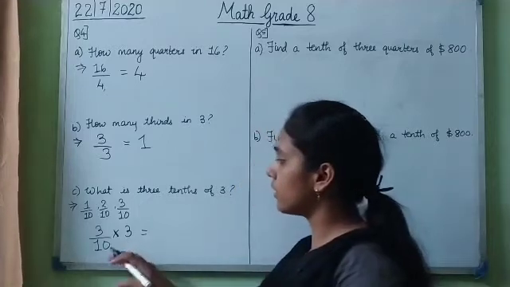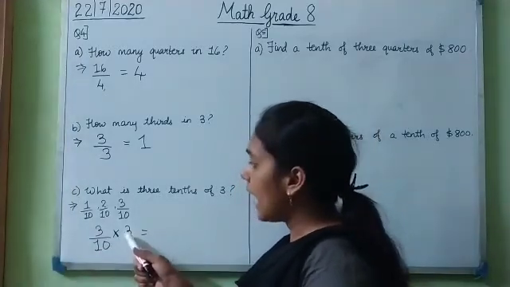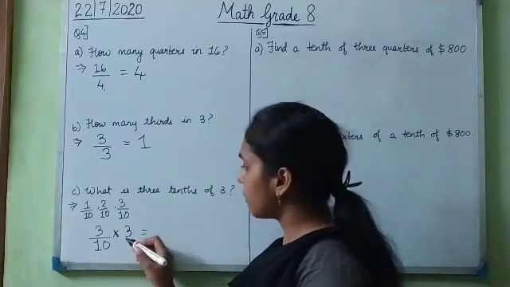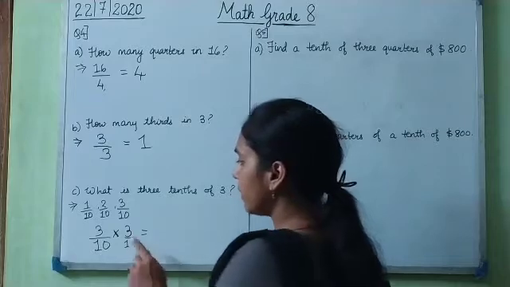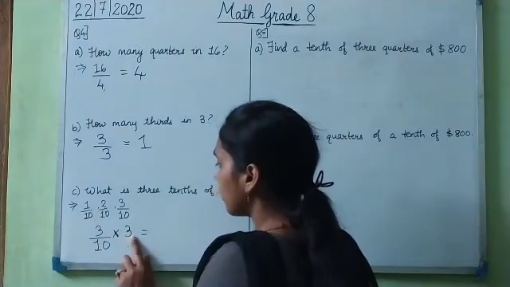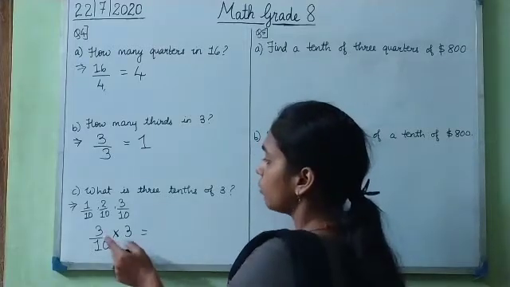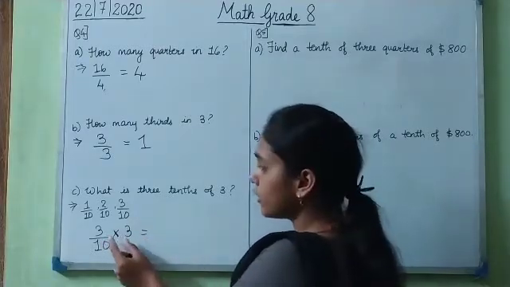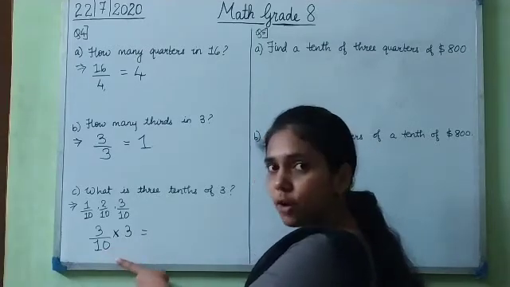So what will be the fraction? This is a fraction. 3 by 10 is a fraction, and 3 is also a fraction, because if we put divided by 1 here, this will also be a fraction. Okay. So how do we solve this? We solve it by multiplication of fractions. So how do we multiply two fractions? We multiply the numerators together, write the answer in the numerator, and then we multiply the denominators together.